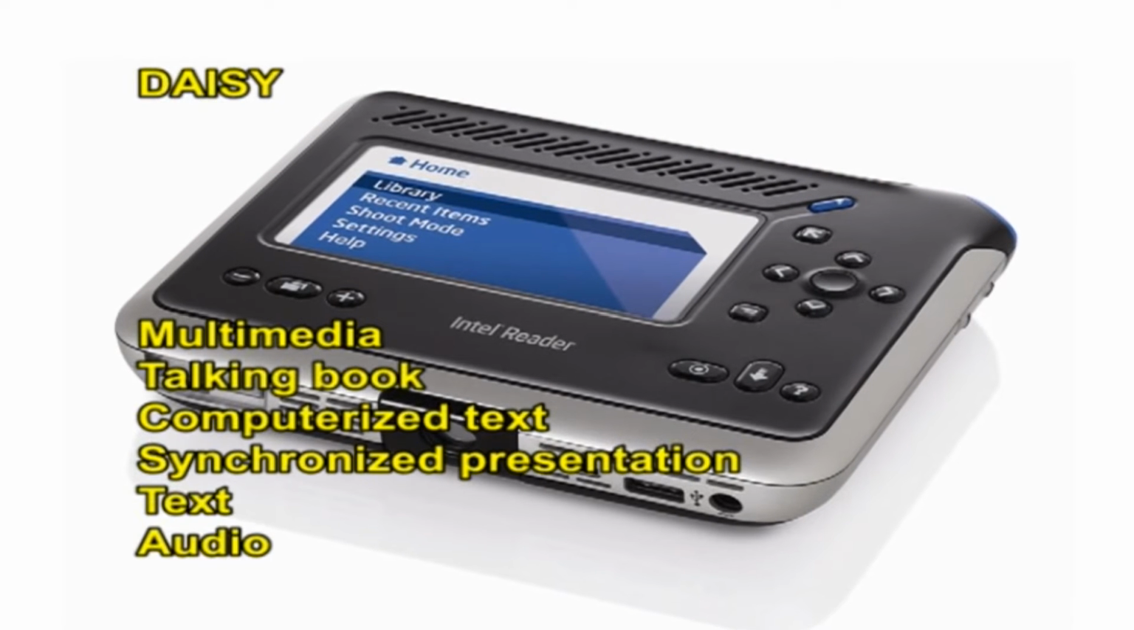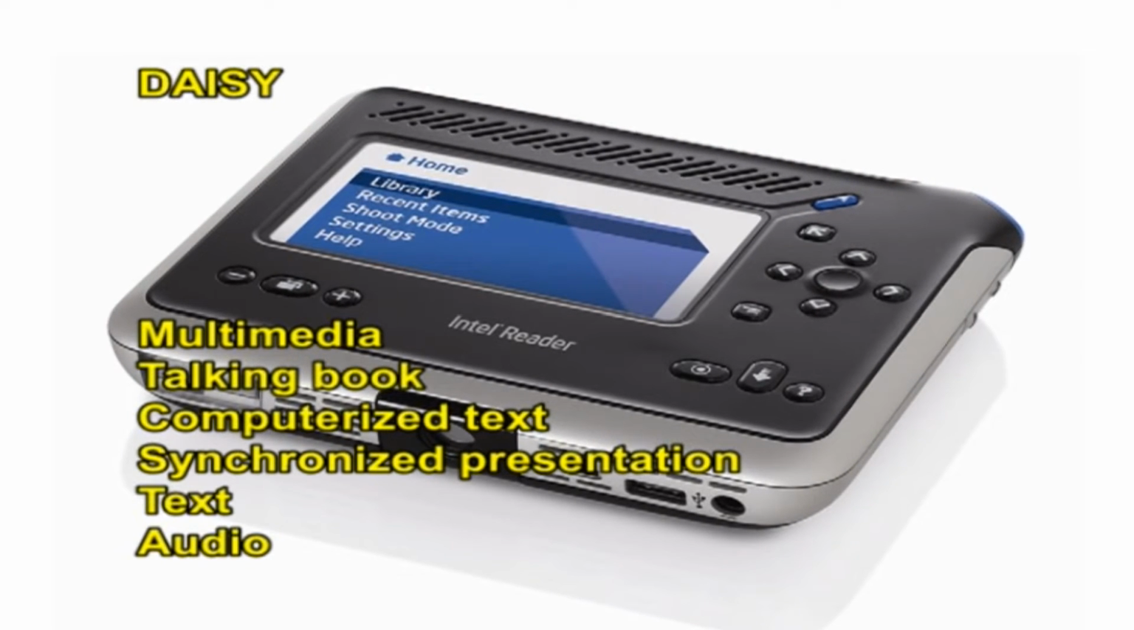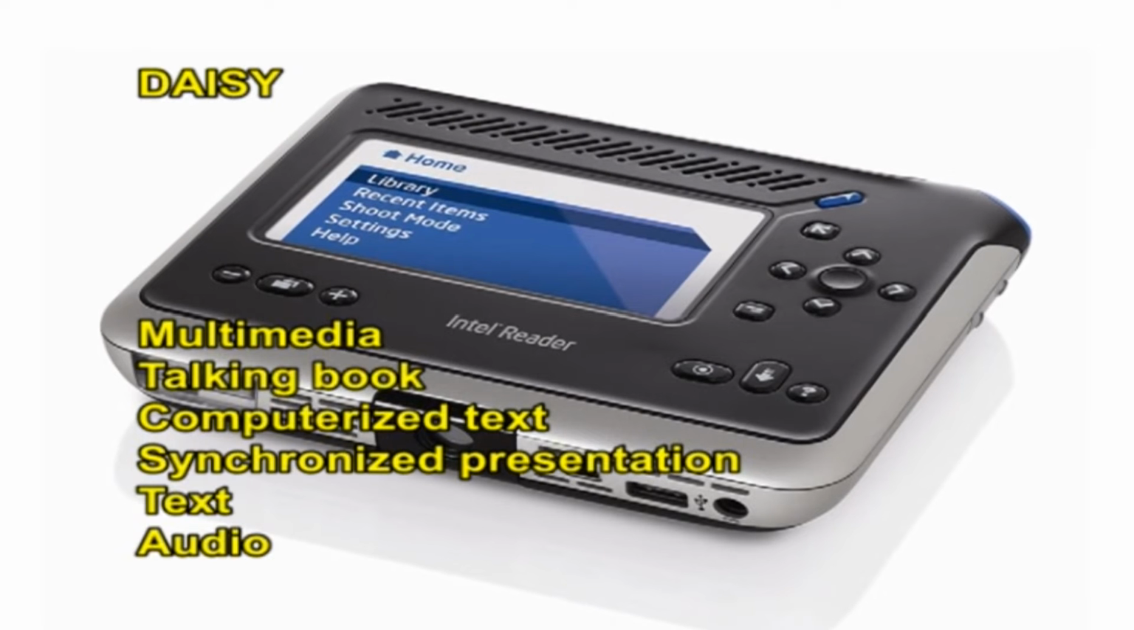DAISY multimedia can be a talking book, computerized text or a synchronized presentation of text and audio. As a result, DAISY books allow the blind listener to navigate an encyclopedia. This is impossible using conventional audio recordings because they lack search and navigation features and they require linear listening. While reading a DAISY book, a reader can go to the next or previous page, chapter or sentence. DAISY is for everyone who needs accessible information and for everyone who loves to read.